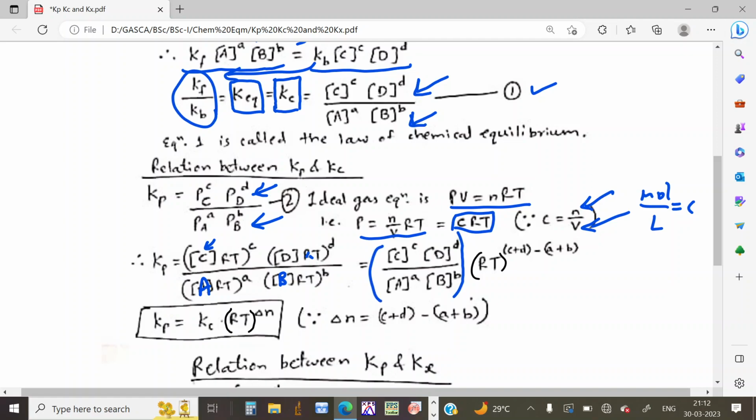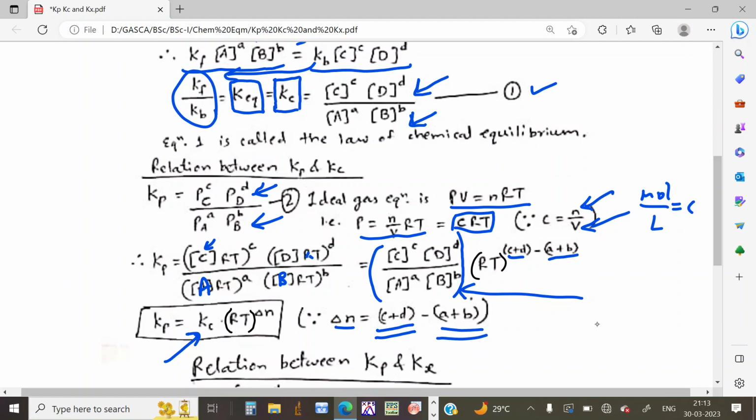C raised to C, D raised to D divided by A raised to A, B raised to B, into RT raised to C plus D minus A plus B. Okay, but we know that this is nothing but the Kc. So Kp is equal to Kc into RT raised to delta N, where delta N is C plus D minus A plus B, the change in number of gaseous molecules.